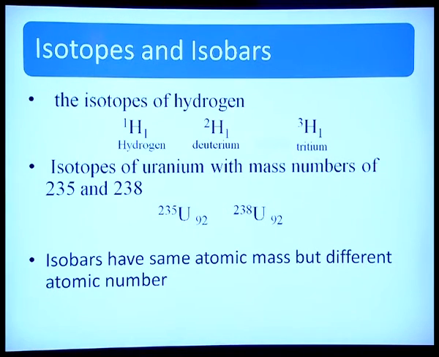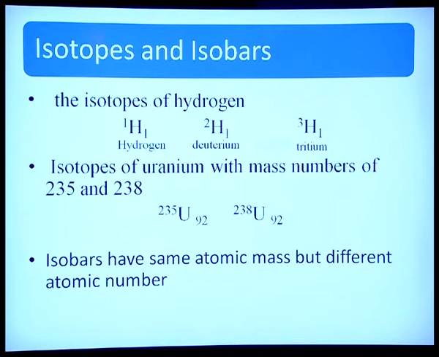Atoms of a given element do not necessarily have the same mass. Most elements have two or more isotopes, atoms that have the same atomic number but different mass number. Let us take the example of isotopes of hydrogen. Hydrogen has three isotopes: hydrogen, deuterium, tritium. Hydrogen contains no neutron, deuterium contains one neutron, and tritium contains two neutrons.